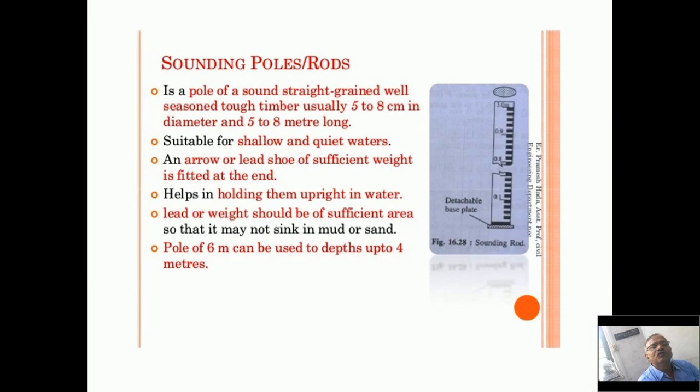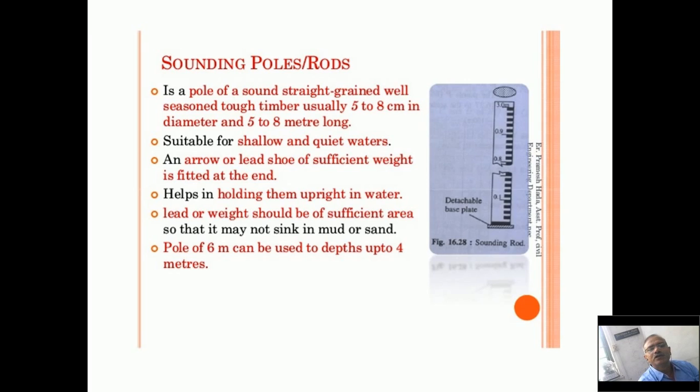Then the sounding poles. It is a pole of sound, straight grain, well seasoned tough timber, usually 5 to 8 centimeter in diameter and 5 to 8 meter long. It is suitable for shallow and quiet waters. An arrow or a lead shoe of sufficient weight is fitted at the end so that there may not be any effect of the weeds or any kind of plant at the bottom.